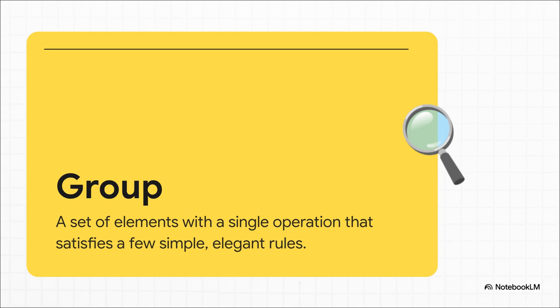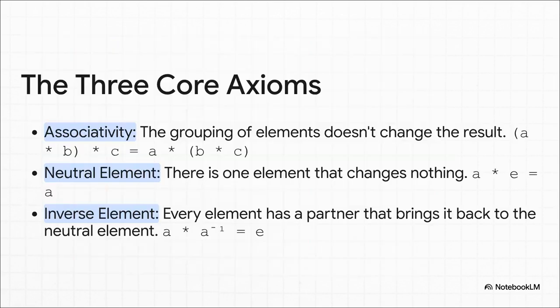Now, don't let that name freak you out. A group is really just a set of things, could be numbers, could be actions, whatever, and a single way to combine them that follows a couple of simple, almost common sense rules. And what's so wild is that this entire powerful idea is built on just 3 rules. That's it, 3. First, you've got associativity. All that means is it doesn't matter how you group things when you're combining them. The order of operations doesn't change the final answer.